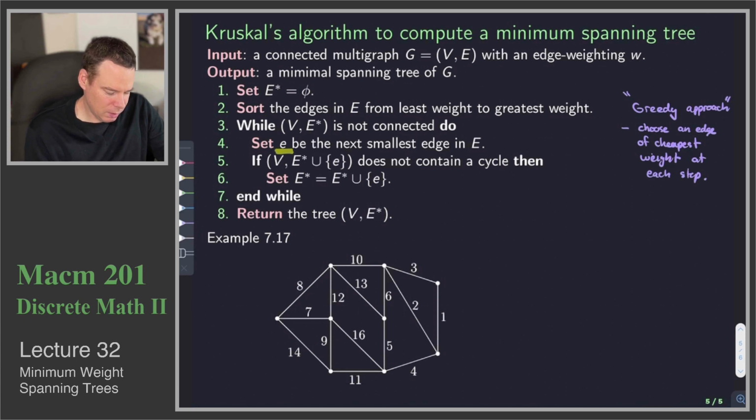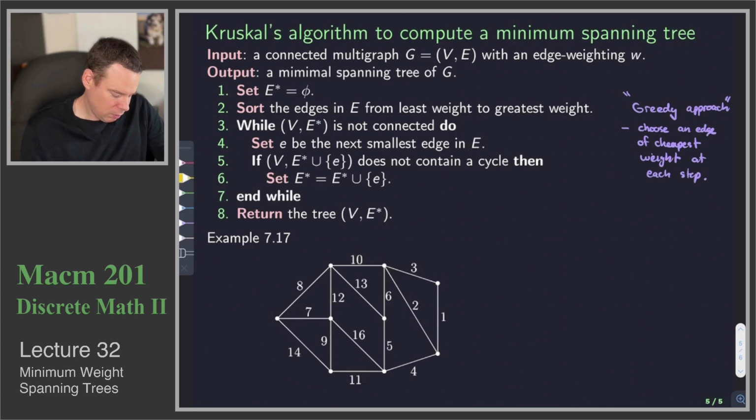We set E to be the next smallest edge in our sorted list of edges. If it creates a cycle, then we throw it away. We only keep it if it does not contain a cycle. So then we add our edge to our collection of edges and update our edge set. And we just keep doing this. Find an edge of cheapest weight, throw it in there, until we end up with a connected graph in the end. And that will be our minimum weight spanning tree.